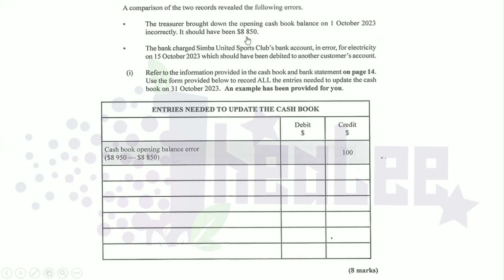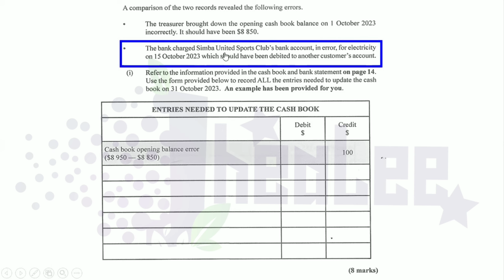The other thing, which is the next note, is that the bank charged Simba United Sports Club's bank account in error for electricity on October 15, 2023, which should have been debited to another customer's account. So this is entered in Simba's account and it should not be there at all. So that correction would have to be made from the bank and from the bank statement. It's not related to the business cash book.